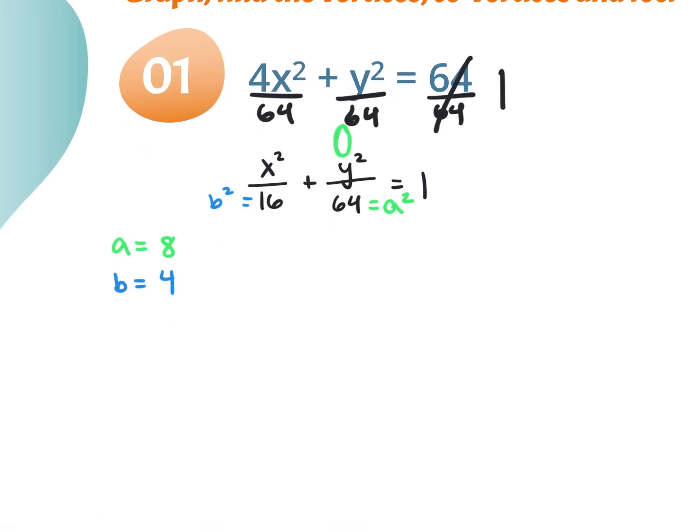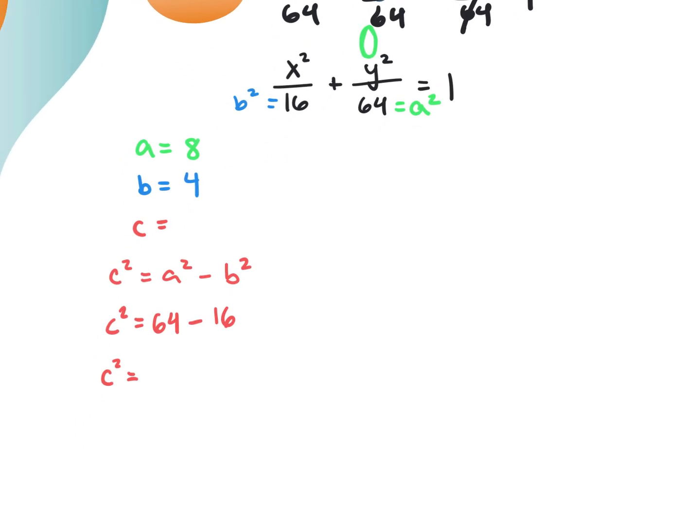And then we can find our c by using our formula, c squared equals a squared minus b squared. Be careful because it's not the Pythagorean theorem. It's got a minus in the middle, so it's a squared minus b squared. So we have c squared equals, what was a squared? 64 minus, what was b squared? 16. So c squared equals, what's 64 minus 16?